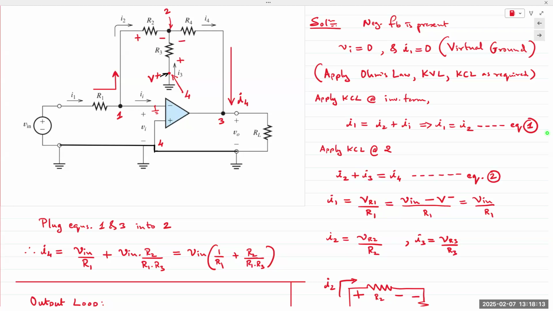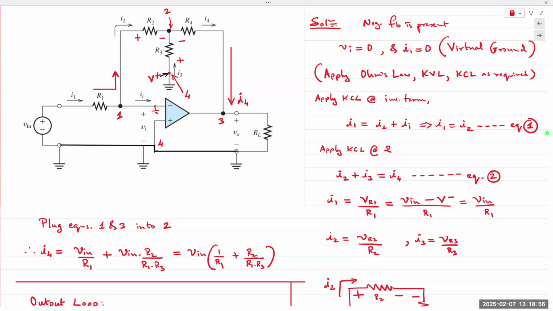And VR1, the resistor voltage, can be described in terms of the node voltages at both ends of that resistor. And that would be V in here and V minus here, at the other end. Okay. V in minus V minus. V minus is the voltage at the inverting terminal. But that voltage would be equal to 0 because we are assuming virtual ground.